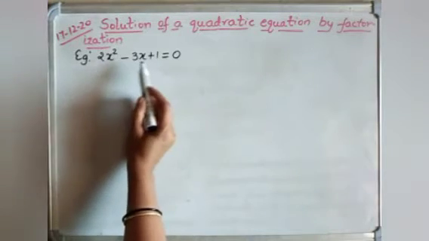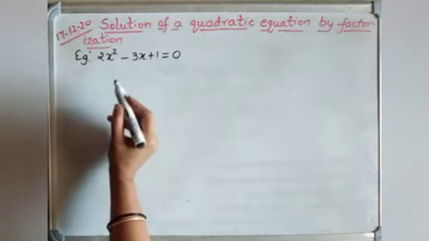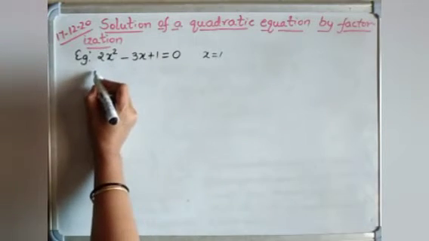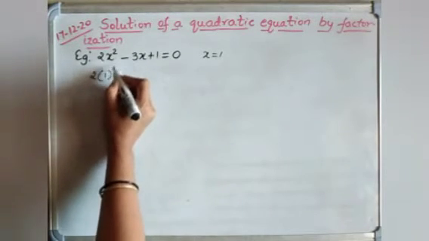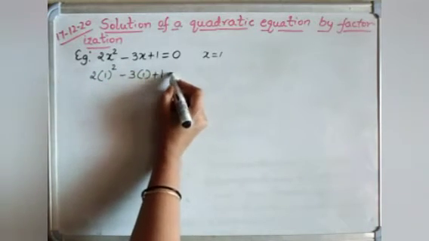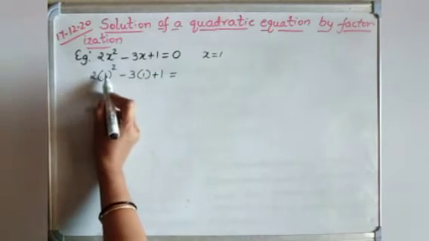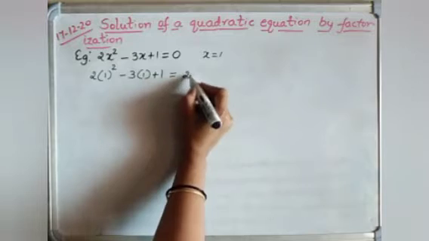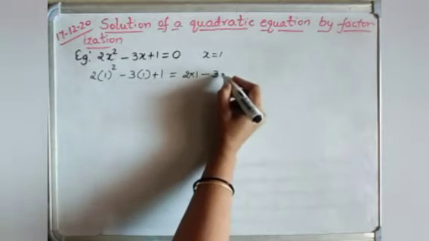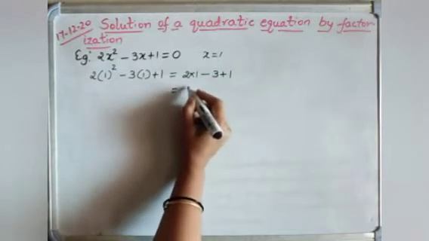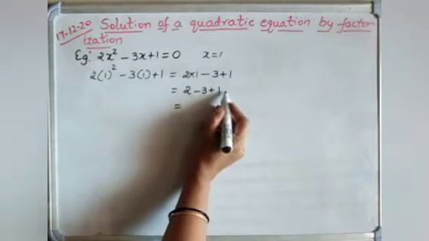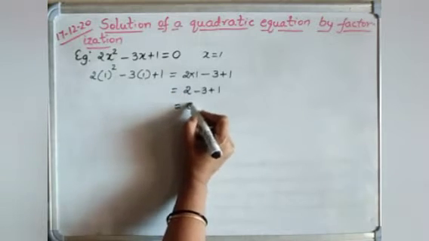As I said, it is having both LHS and RHS. Now I am replacing x by 1. Let us see what happens. So 2 into, in the place of x, 1 square minus 3 into 1 plus 1 is equal to what we get. 2 into 1 square. 1 square is 1. That is 2 into 1 minus 3 into 1. That is 3 plus 1. Now 2 ones are 2 minus 3 plus 1. So 2 plus 1 is 3. 3 minus 3 is equal to 0.